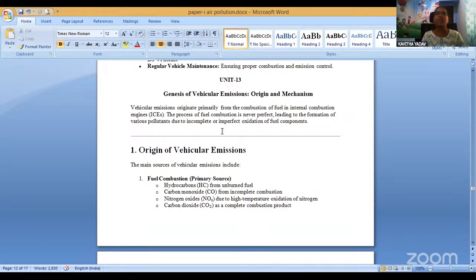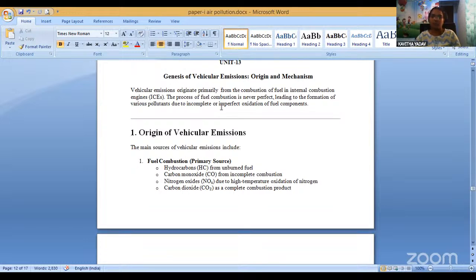Shall I read it again? This is somewhat difficult to understand. Vehicular emissions originate primarily from the combustion of fuel in internal combustion engines. The process of fuel combustion is never perfect, leading to the formation of various pollutants due to incomplete or imperfect oxidation of fuel components.